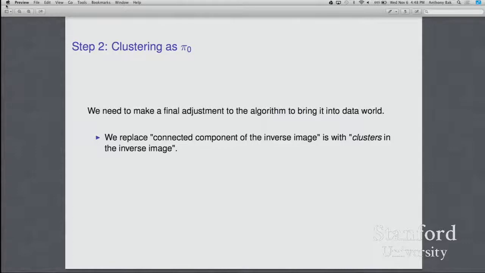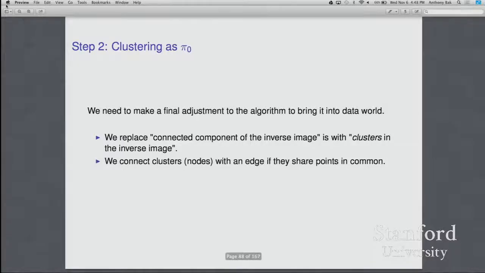Now, connected component: if I have data points, they're all sort of by themselves. The notion of connected component doesn't make sense. So I want to replace connected component with something that's going to work in the data world. And so the way I do that is I'm going to cluster within the inverse image of an open set. So clustering is the data version of pi naught. Before, we connected the nodes when their inverse image open sets intersected. Now we've gone to this clustering, and we're going to connect clusters or nodes when they share points in common.